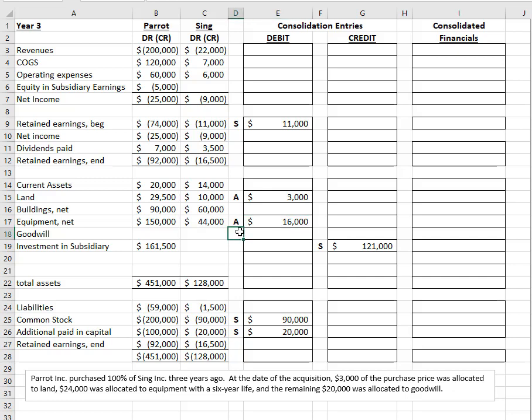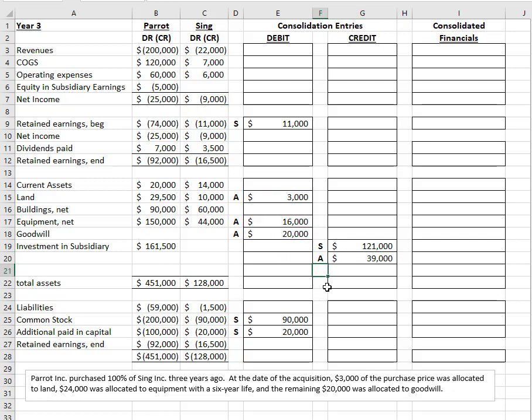And then the other asset is goodwill, which is also not amortized, or at least not until FASB maybe changes their mind in a couple of years, but as of right now, it's not, and so the full 20,000 would be recorded there. And then the other side is to remove that excess from the investment in.